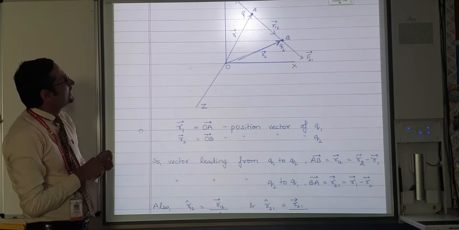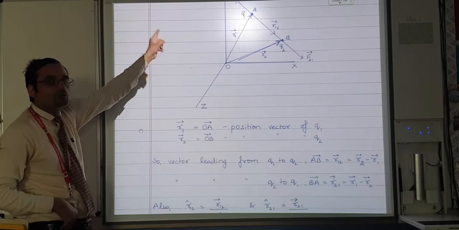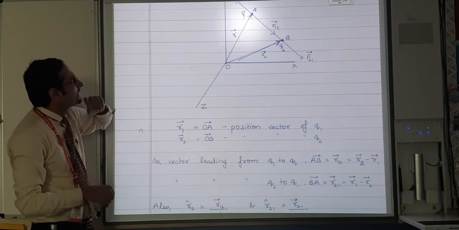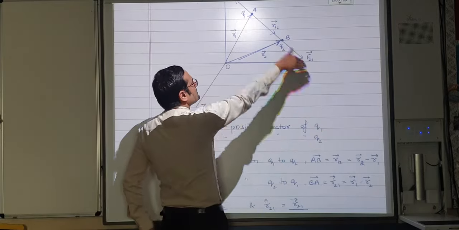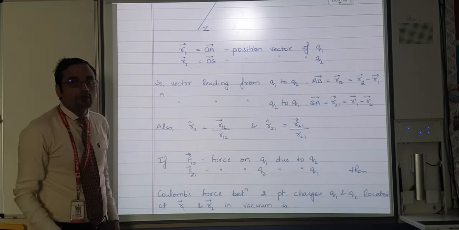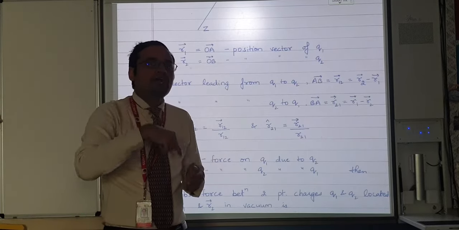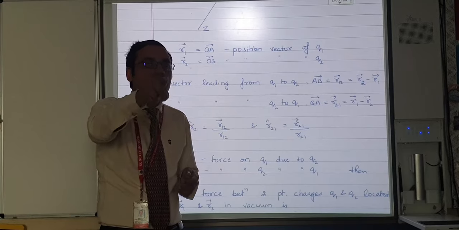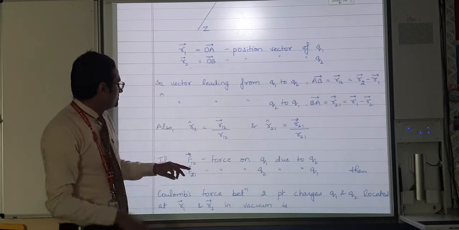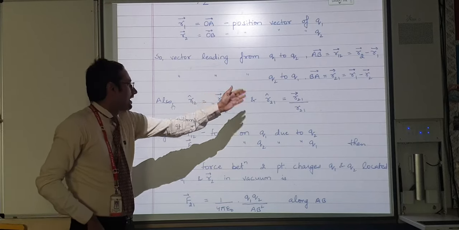Similarly, if I want to find out the vector leading from B to A, so that will be BA, r21, but that will be r1 minus r2. I hope that is clear. And another thing, if I have taken this positive, obviously that will be negative. That's common sense. Okay. And you all know about unit vectors. What is a unit vector? Vector divided by its magnitude. And why is a unit vector used and where is it used? It is used to provide the direction. So unit vector is vector divided by magnitude, same for r12 or r21.